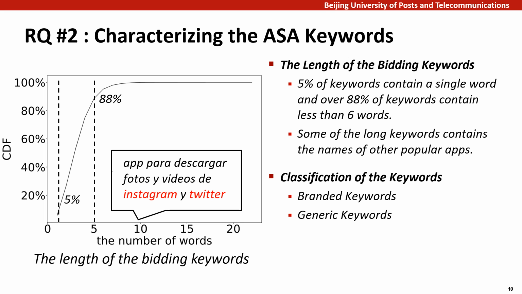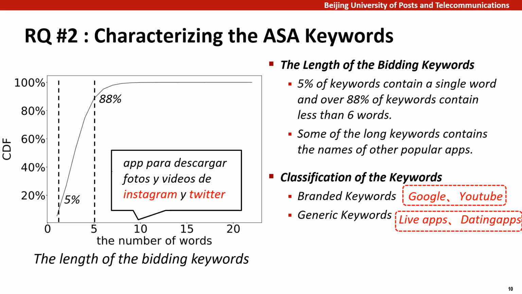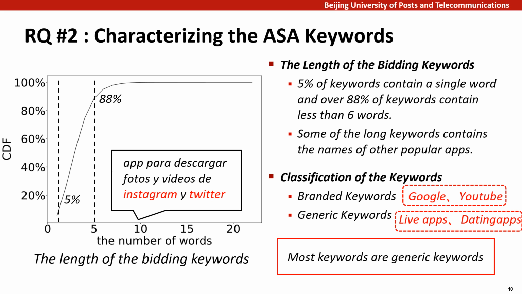To explore how app developers set and expand their keywords, we performed a manual analysis of the top 2,000 most popular keywords. Finally, we categorize the keywords into 2 types. Branded keywords, which means using well-known brand names as keywords, such as Google and YouTube. Generic keywords, which are related to general query requests, such as live apps, dating apps. Based on our analysis, branded keywords account for 10%, and generic keywords account for 90%. So we can think that most keywords are generic keywords.